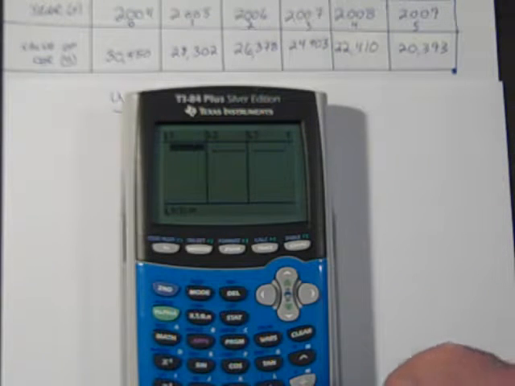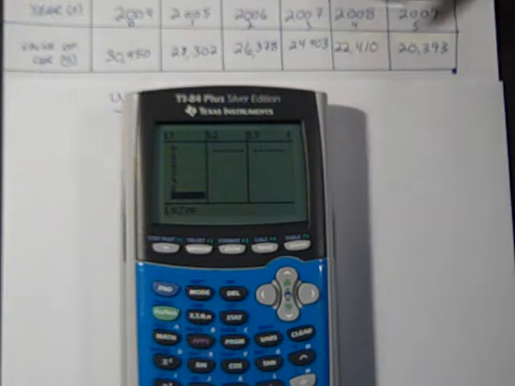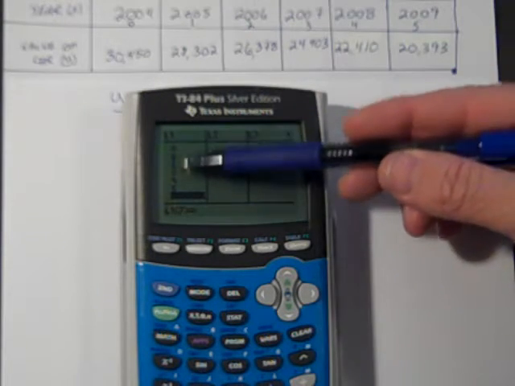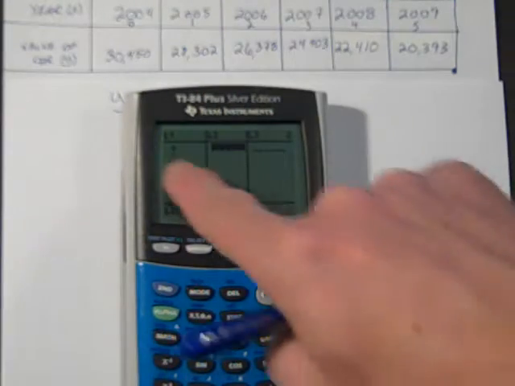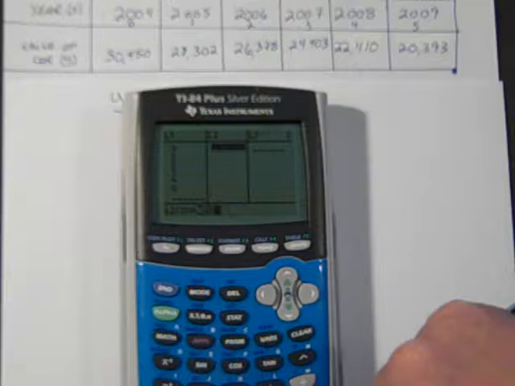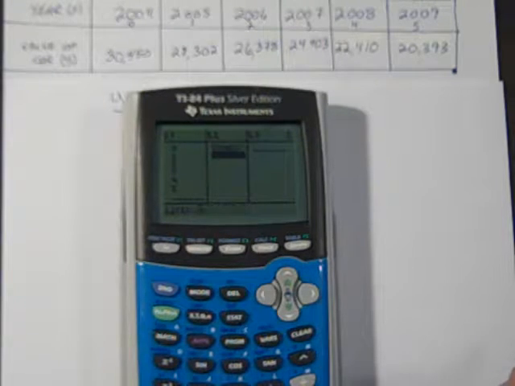Okay, so when I enter this in, I'm going to go 0. I enter into L1, 0, enter, 1, enter, 2, enter, 3, enter, 4, enter, 5, enter. So I have all 6 of those, 1, 2, 3, 4, 5, 6, all entered into my L1 here. Those are all my inputs. Now my outputs, I've got 30,450 for 0. So I'm going to type that in here, 30,450, then hit enter.